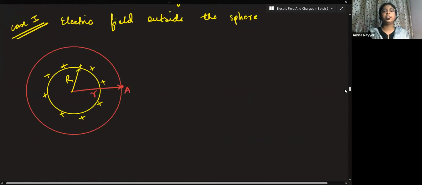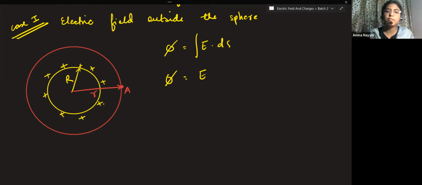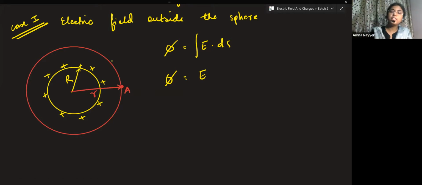So see, electric field outside the sphere. Now see, phi is what? Phi is the integral of E dot dS. Now phi, if I write it as E times dS, means the surface area of the sphere. Be careful over here. You have to consider the surface area of the Gaussian surface that you are taking. Don't consider the surface area of the sphere. Why? Because you are taking the flux within the Gaussian surface.